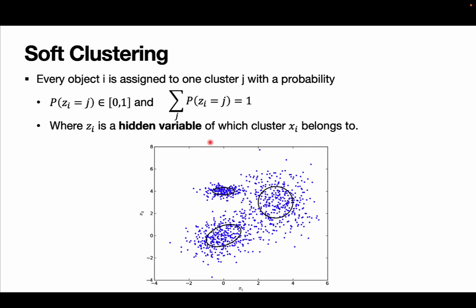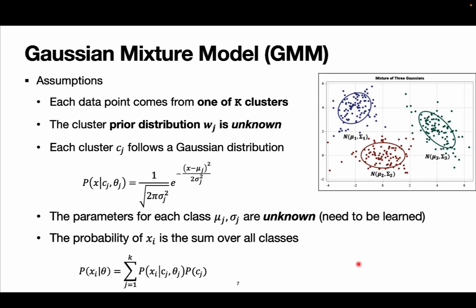The notion of soft clustering is that every object is assigned to one cluster j with a probability. Formally, the probability of a hidden variable Zi equals cluster j, and the sum of all probabilities equals 1. Clearly, soft clustering offers more flexibility over hard clustering because a data point can belong to more than one cluster with different probabilities. Let's take a moment and go over some of the assumptions a Gaussian model makes.